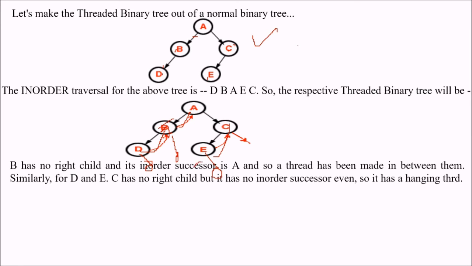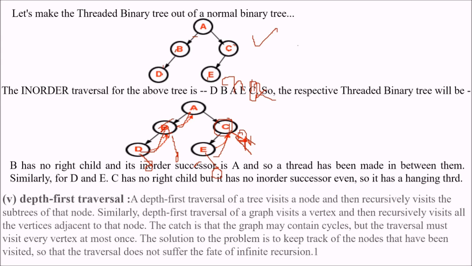But C has no right child, and it has no in-order successor either. Do we have any in-order successor? B has an in-order successor, A has an in-order successor, E has one, but C has no in-order successor. So it will have a hanging thread, not pointing to any link. So this is how it is done.